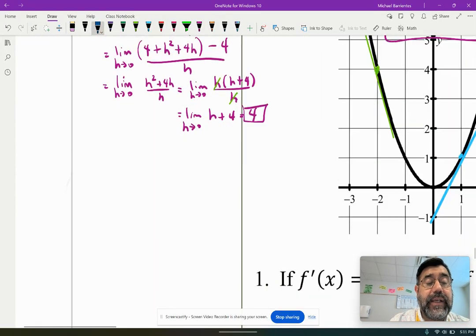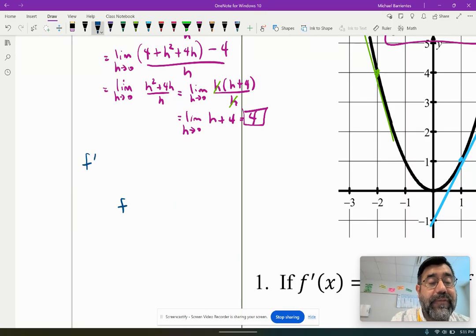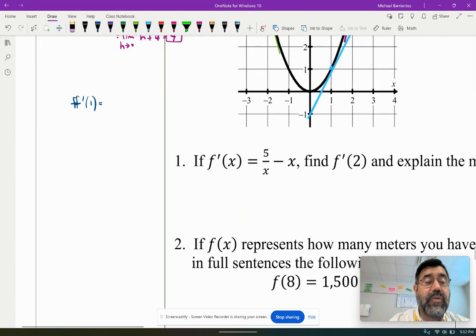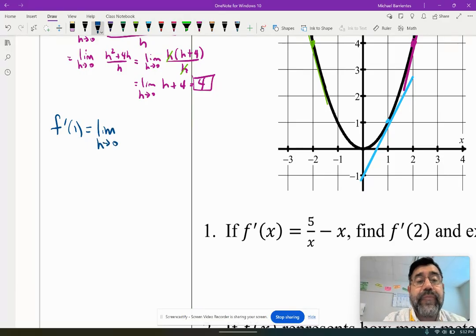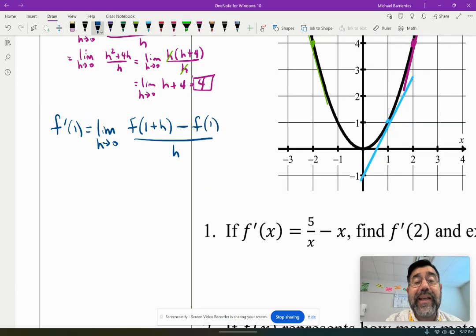So we're going to say f prime of 1 is, oh, I'm sorry, my pen is not cooperating here. f prime of 1 is equal to the limit as h approaches 0 of, what's the formula? f of my x coordinate plus h minus f of my x coordinate, all divided by h. Now, what's this x coordinate? It's the x coordinate of the point of tangency, where I want to put my tangent line.